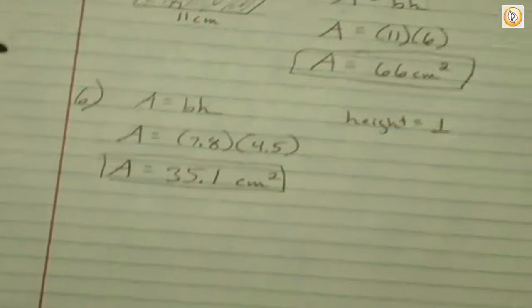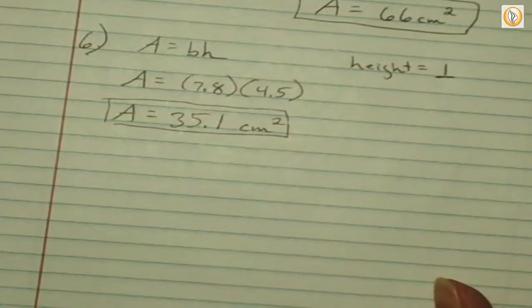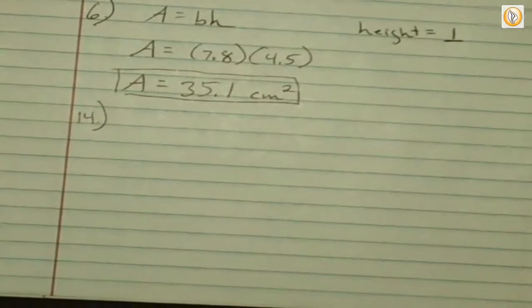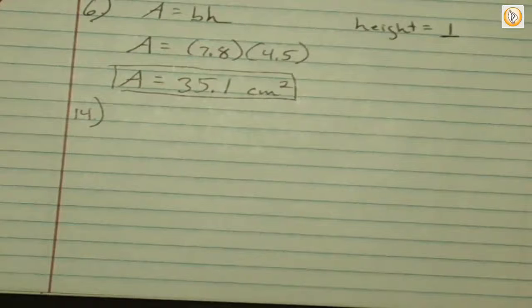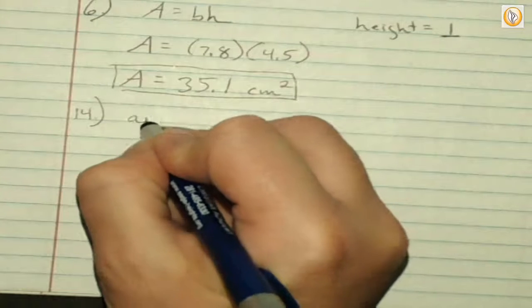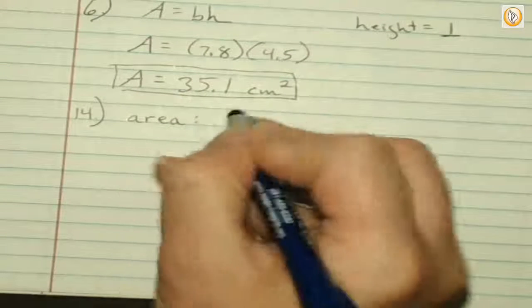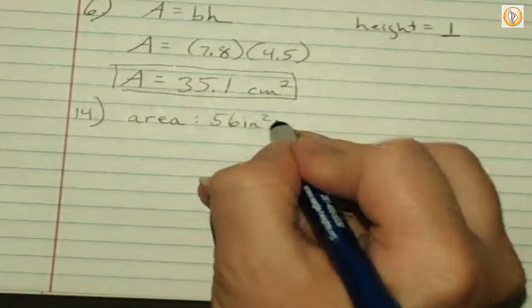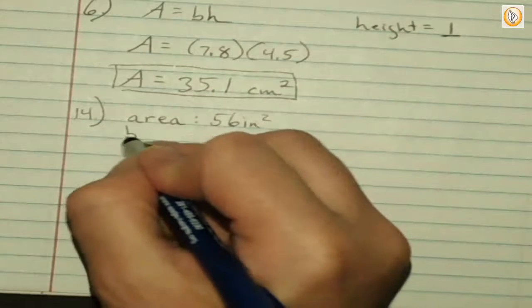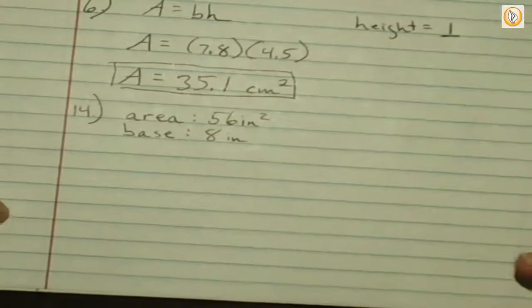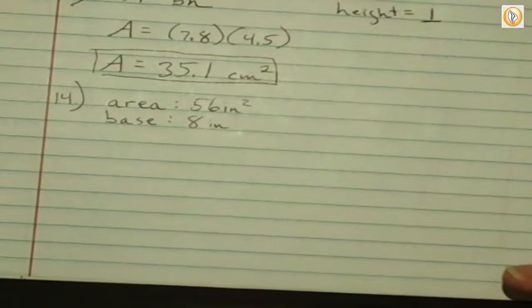Now, let's see. Let's look at 14. Down in B exercises. This says, find the base or height of the following rectangles. In this case, they give you the area, which is 56 inches squared, and they gave you the base, which is 8 inches, and they expect us to find the answer.